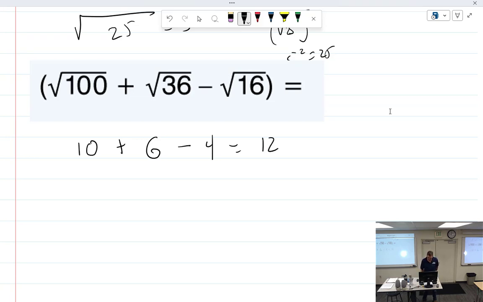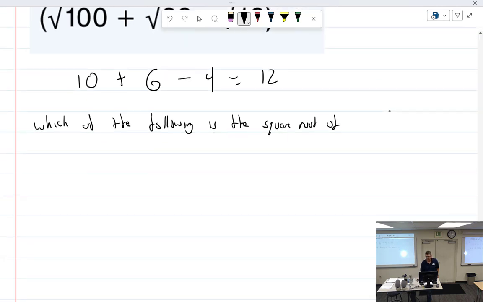All right, and let me see, I have this one. The question is, which of the following is the square root of? So it just lays it out in verbiage like that. Which of the following is the square root of negative 1776 divided by negative 2 minus 632.